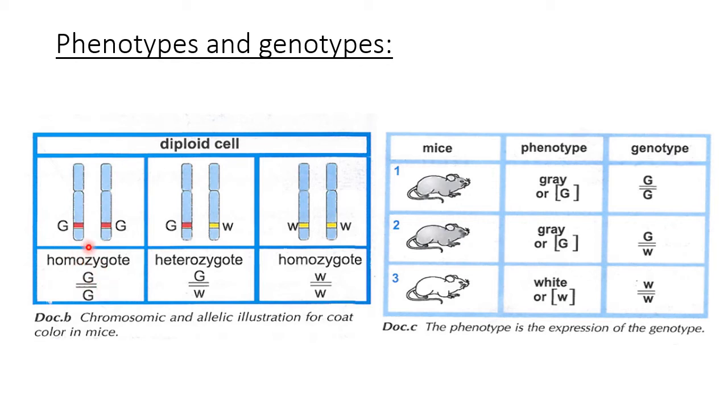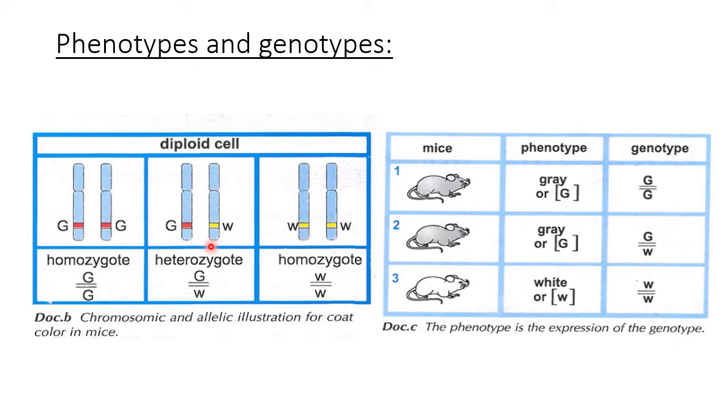GG, I have the same alleles. Remember that homologous chromosomes carry the same genes but not necessarily the same alleles. For example, here they are the same, but here they are not the same. But this is for the same gene. It means the same loci or same locus. Okay, here the genotype is GG, homozygote, while here it is heterozygote.